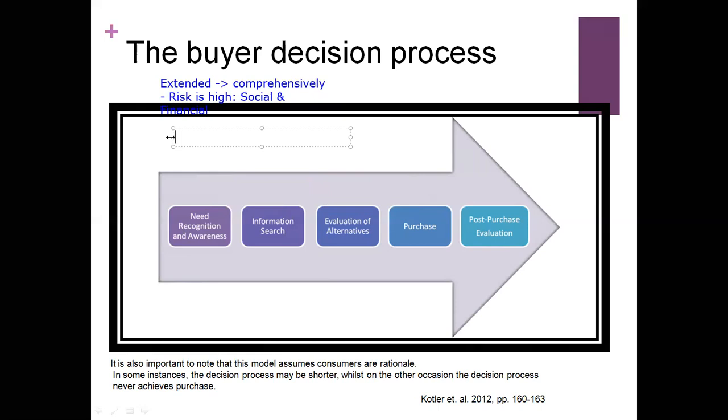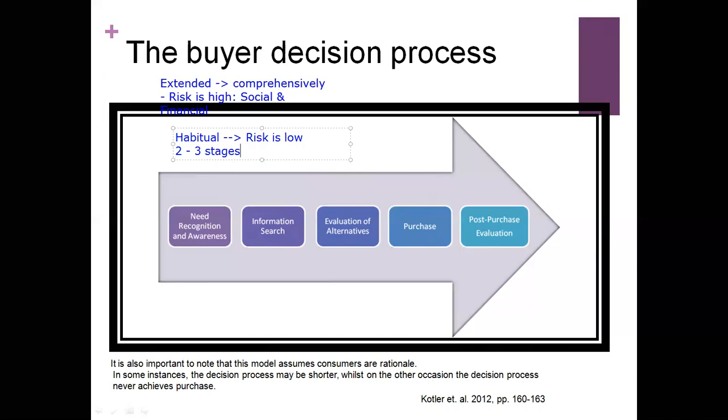And the next one is habitual decision making, which is basically about risk that is considered quite low. So they're not going to go through every single stage. They may skip two or three stages. They may be aware of the need: I'm running out of breakfast cereal, therefore I need to buy breakfast cereal.